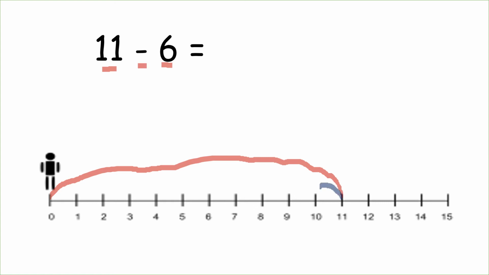and you go 1, 2, 3, 4, 5, 6. Where did we land? We landed on the number 5. So 11 take away 6 equals 5.